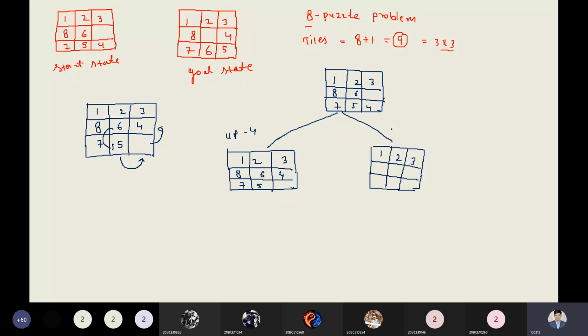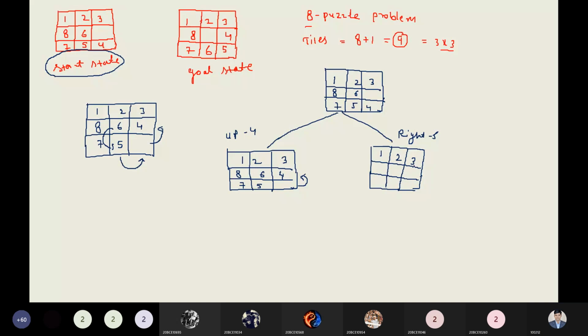We can take the 5 right. But before that, what are the other possibilities? We can move in a clockwise direction, like 6 right, 5 up, 4 left. That is the point. From the start state, what are the possible movements we can take at the initial level? At the initial level, we have done the 4 up. But if talking about the 5 right, how is it possible? Is 5 right possible or not?